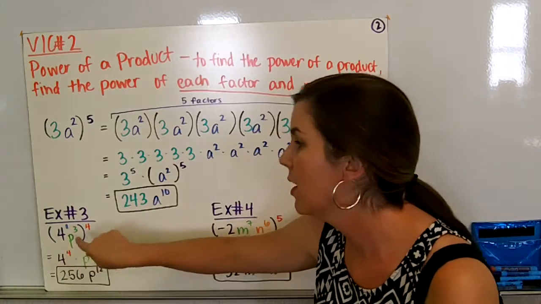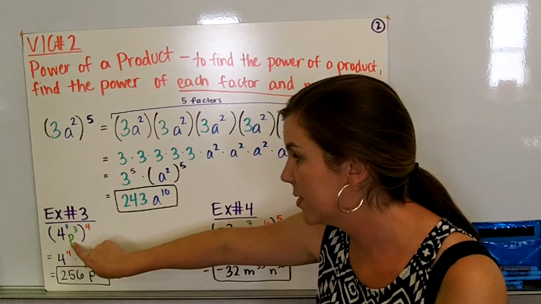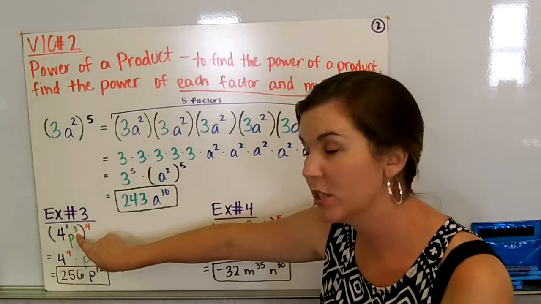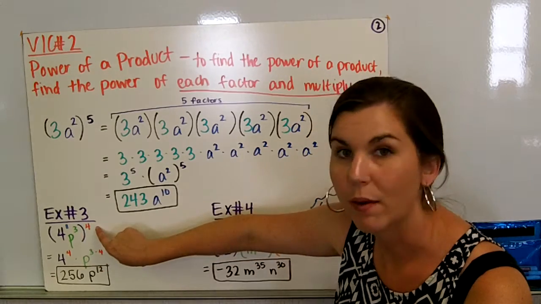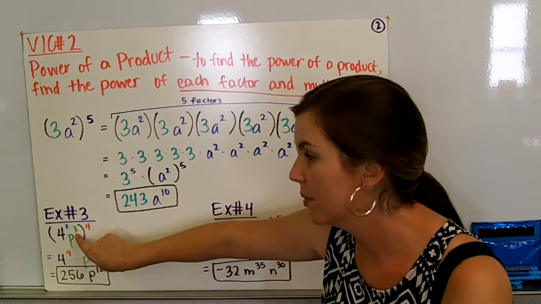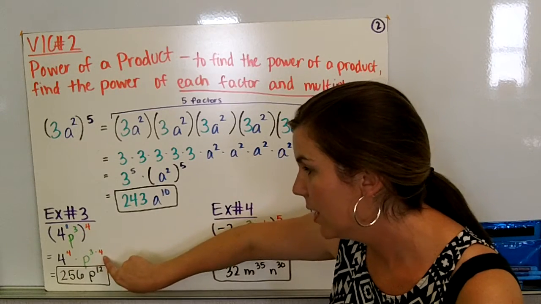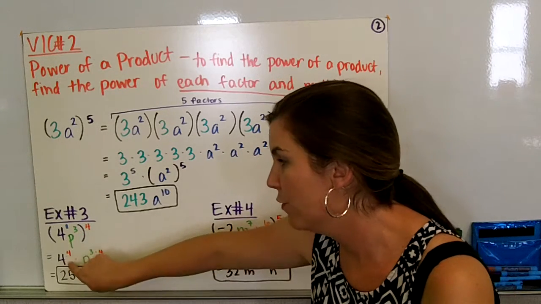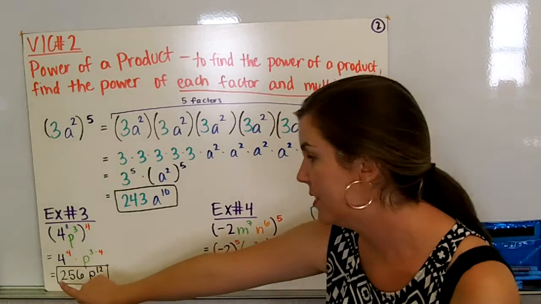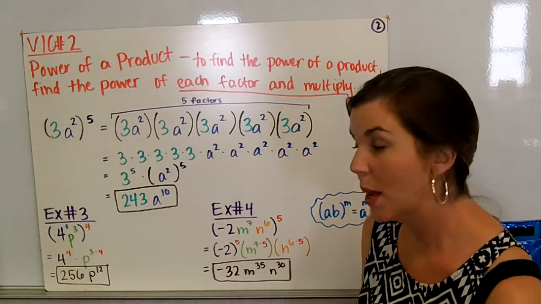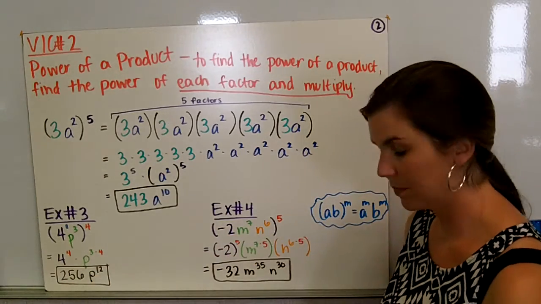Keep the base. Look at the other base. p is the base. Power to a power, you multiply. p to the 3rd raised to the 4th. Multiply 3 times 4, and you get 12. 4 to the 4th power is 256, so we have 256 p to the 12th power.